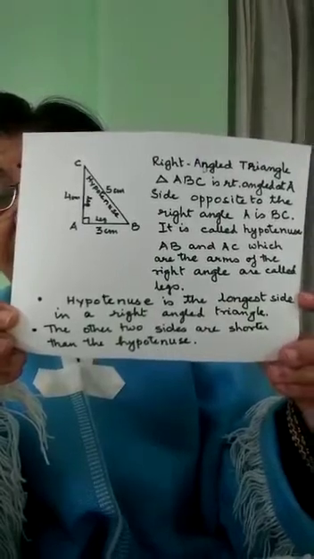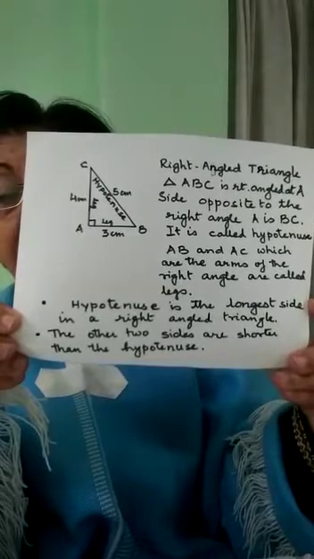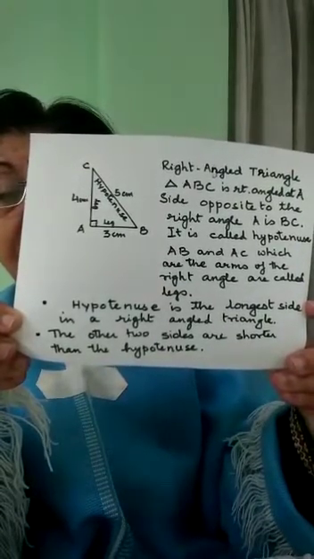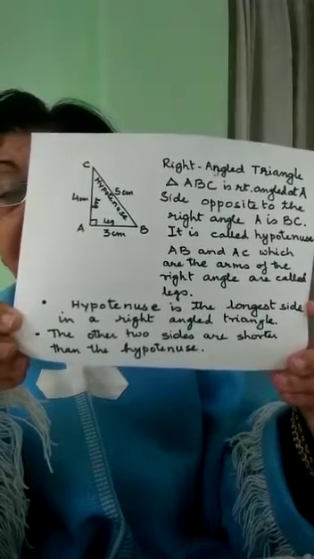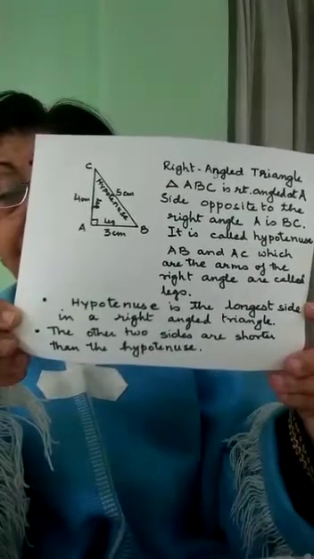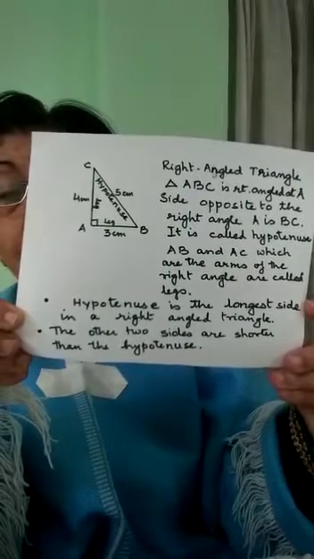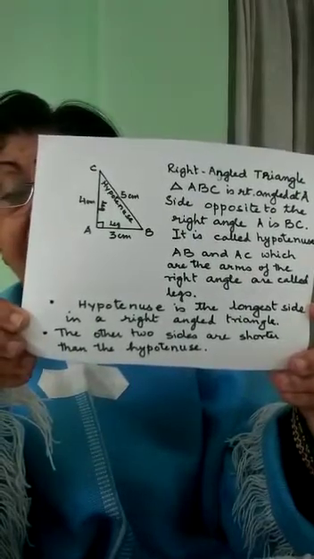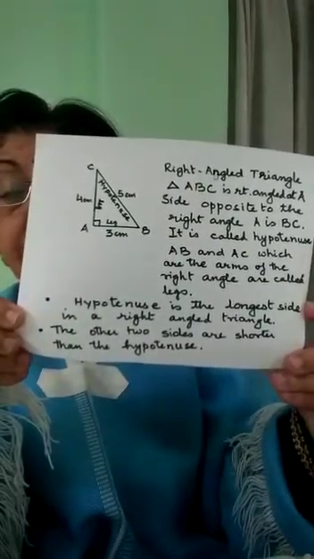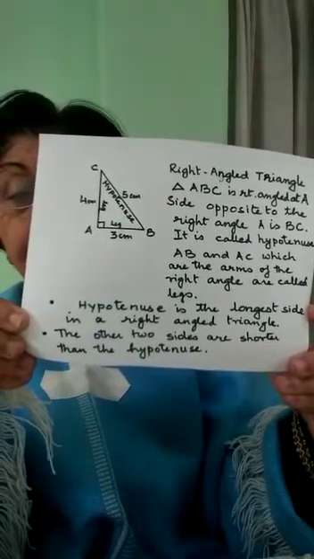Here, the three sides of the right-angled triangle are AB is 3 centimeters, AC is 4 centimeters, and BC, the hypotenuse, is 5 centimeters. AB and AC are called the legs of the right-angled triangle, and they are always shorter in length than the hypotenuse.